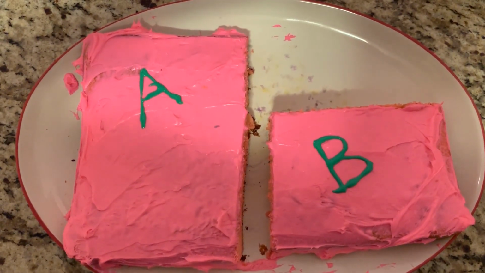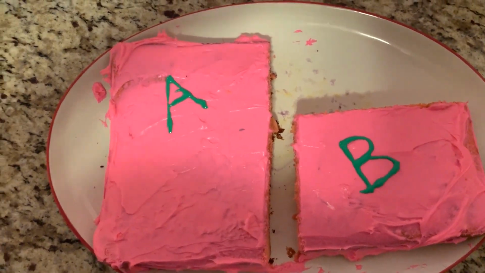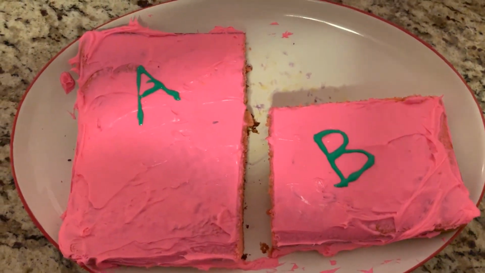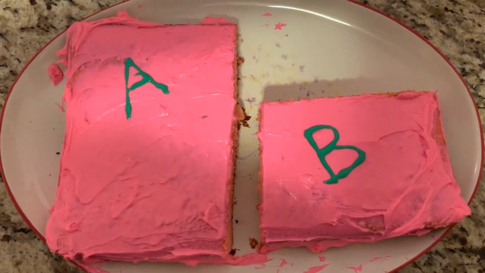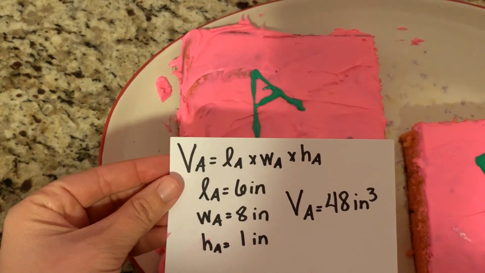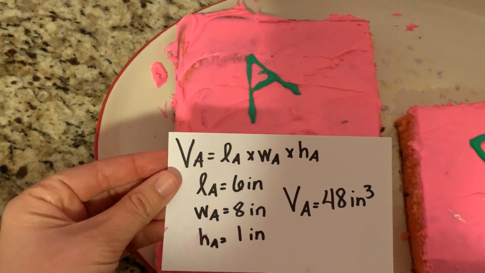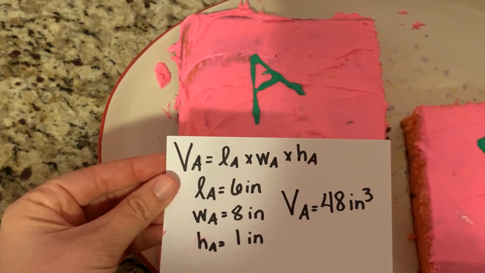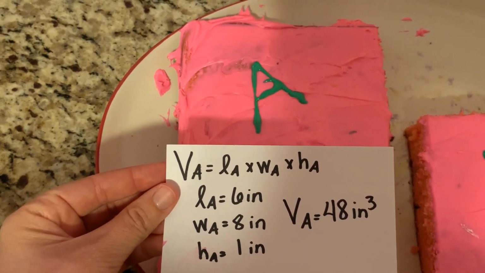Now what I've done is I've taken my L-shaped cake and split it into 2 different rectangular prisms. We're going to call this first one rectangular prism A, and this second one rectangular prism B. And what I can do from here is use my basic volume formula to figure out the volume of both shapes. When I measured prism A, I found that the length of A is 6 inches, the width of A is 8 inches, and the height of A is 1 inch. Then I used my volume formula and found that the volume of prism A was 48 inches cubed.